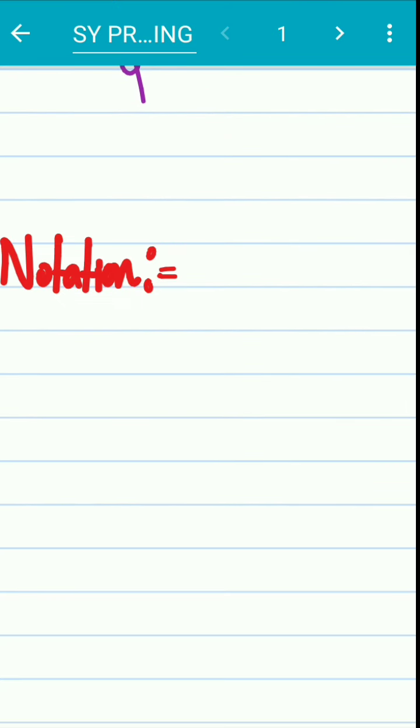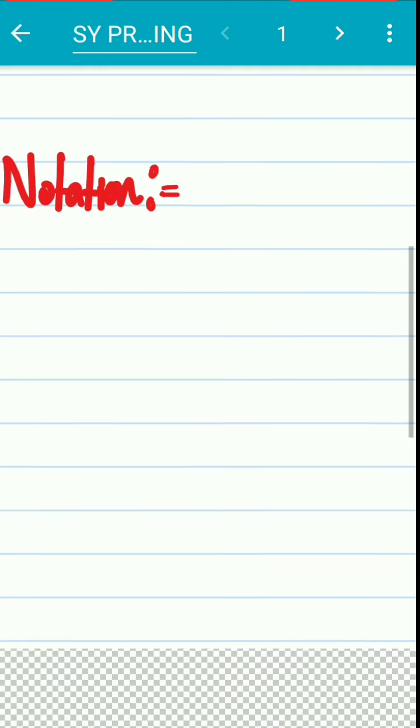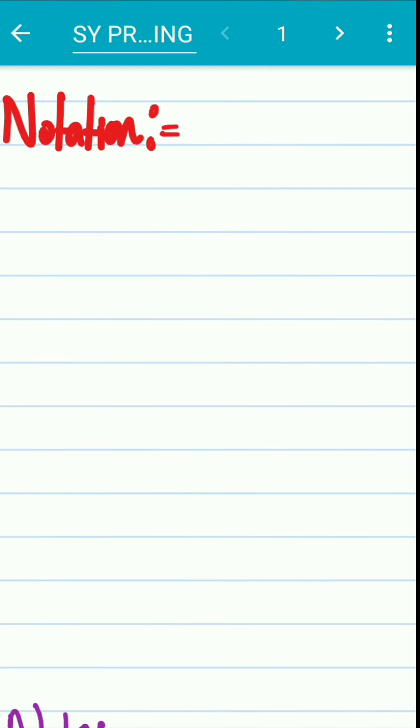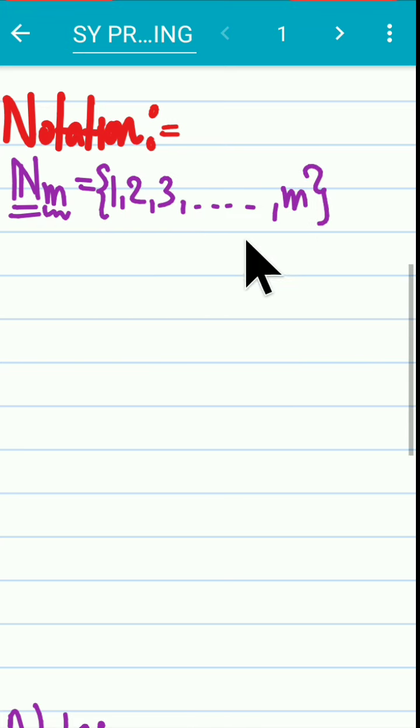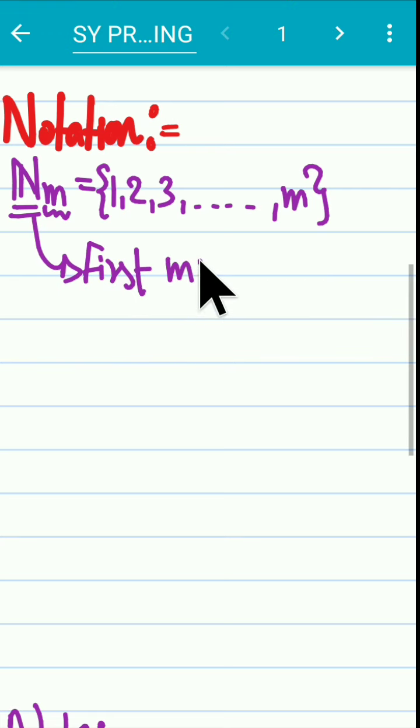Okay, so over here we start with a notation. पहले जो हम लोग करेंगे that is nothing but notation. Notation क्या है? Notation जो हमें चाहिए that is nothing but this N_m. What does it represent? This N we use for natural numbers and this small m represents we consider the first m natural numbers. That means this is nothing but the set {1, 2, 3, till m}. Correct? So this represents the first m natural numbers.